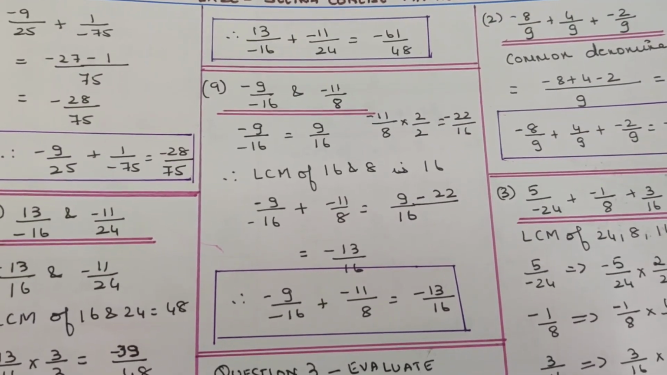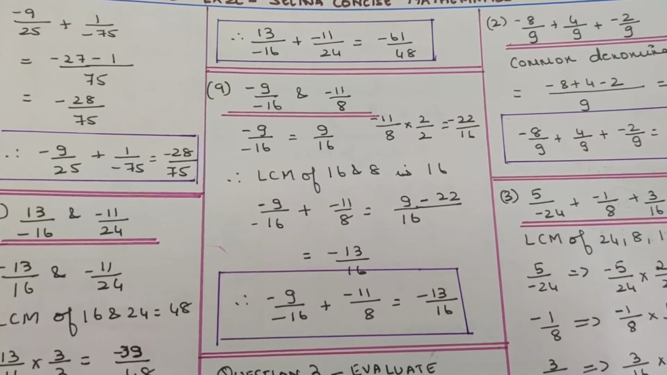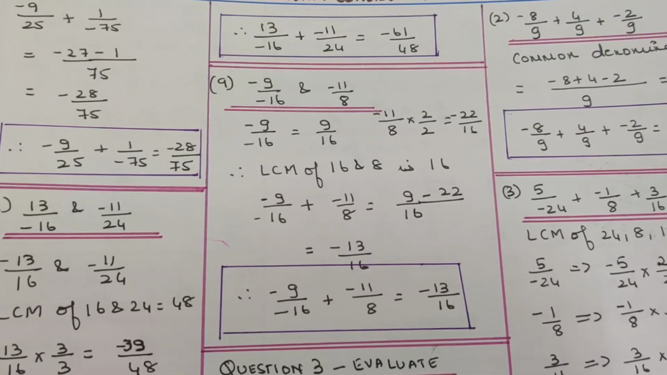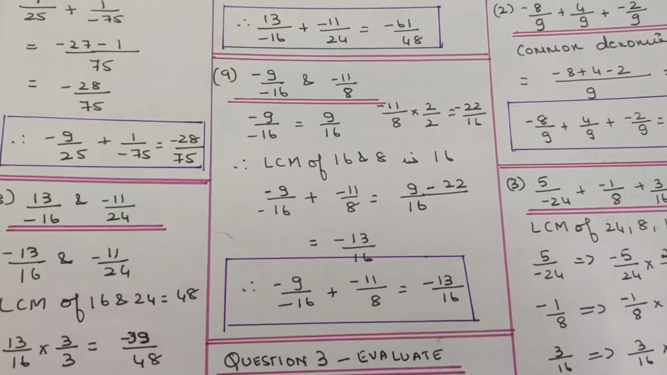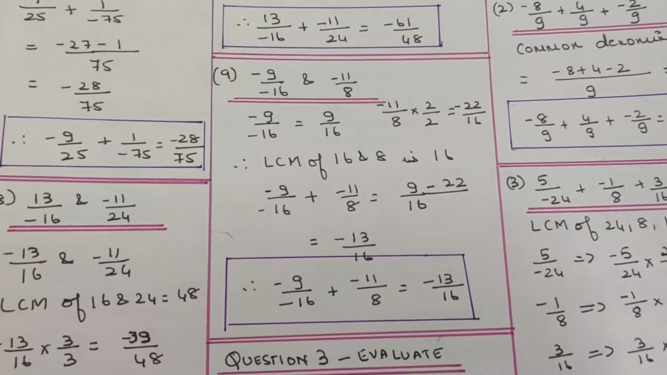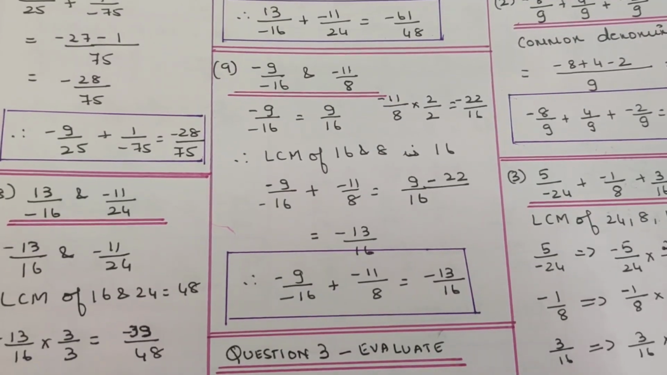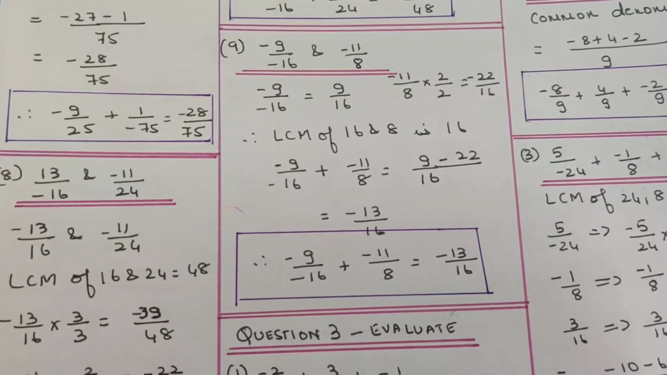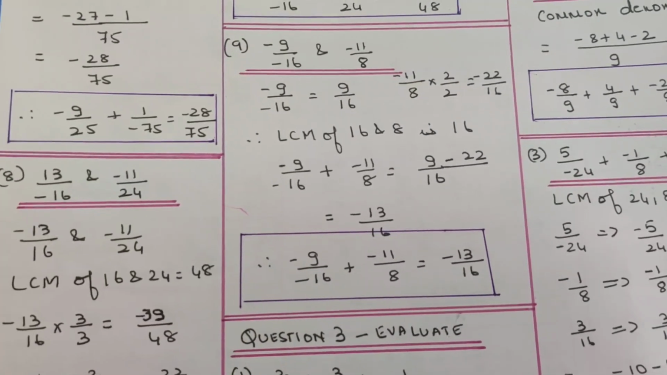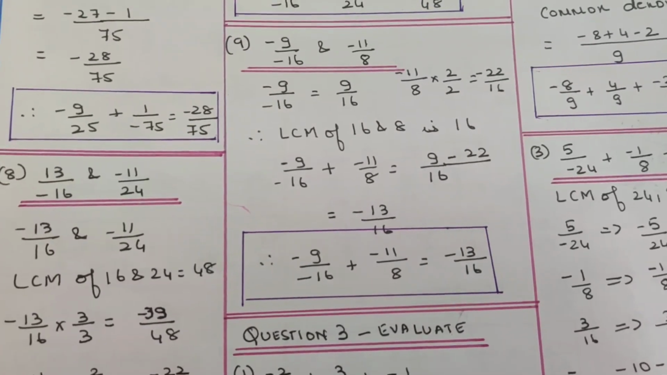Minus 9 by minus 16 and minus 11 by 8. Here the LCM is 16 and you just go ahead. One number already has the denominator 16. Just convert the other number, minus 11 by 8. Multiply and divide by 2, you get minus 22 by 16, and when you simplify, the final answer is minus 13 by 16. Just pausing for a minute for you to understand the simplification bit of it.